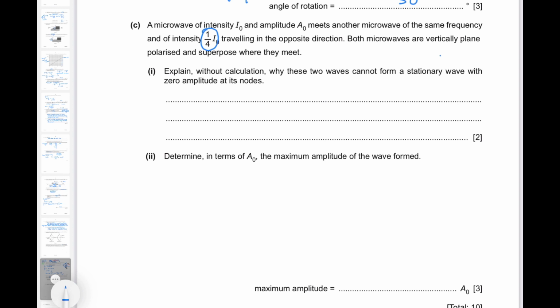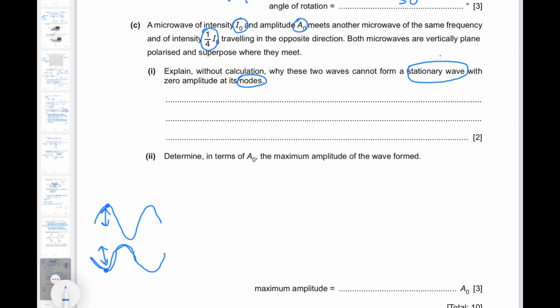So a stationary wave is formed when waves of the same frequency and wave speed superimpose. At a node, the amplitude is 0. This is the region where destructive interference occurs and the amplitudes cancel out completely. So the amplitude at a node is equal to 0. This can only happen when the waves that are superposing have equal amplitudes.